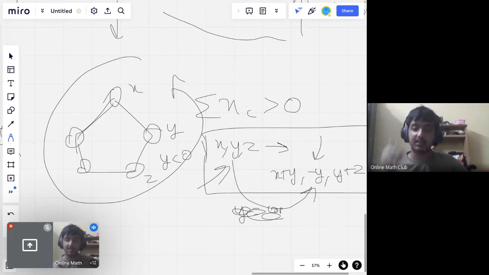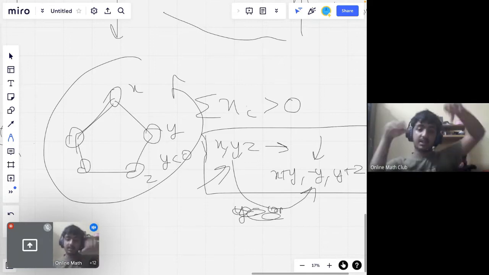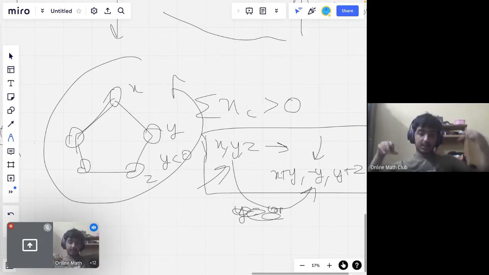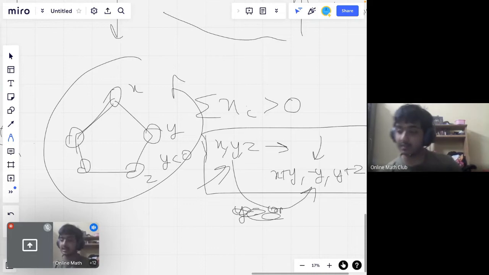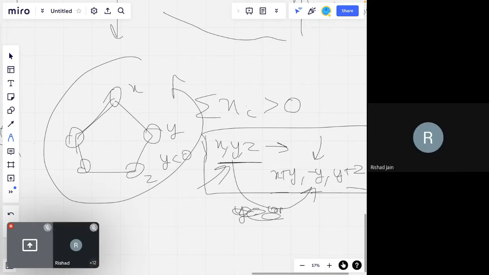If there is a negative number, you select any of them, and you select the vertices, connect the two vertices that are on either side. Let's say the negative number is y, and these two other vertices are x and z. These can also be negative. Then you replace x, y, and z with x plus y, minus y, and y plus z. Is that clear? Yes. Got it.